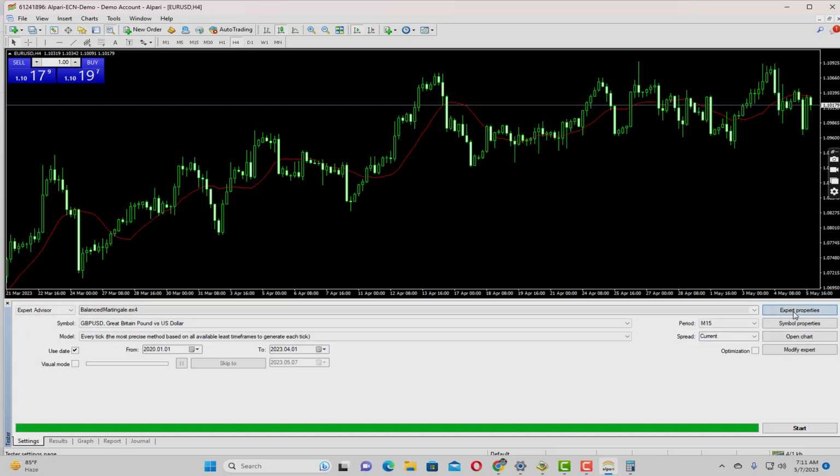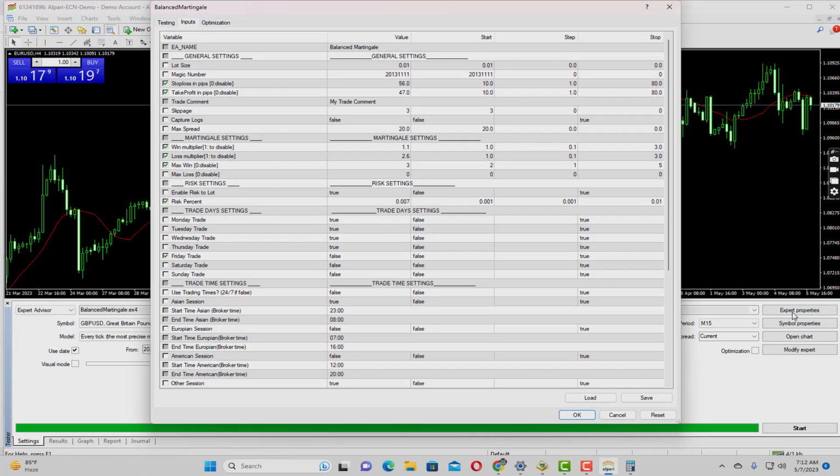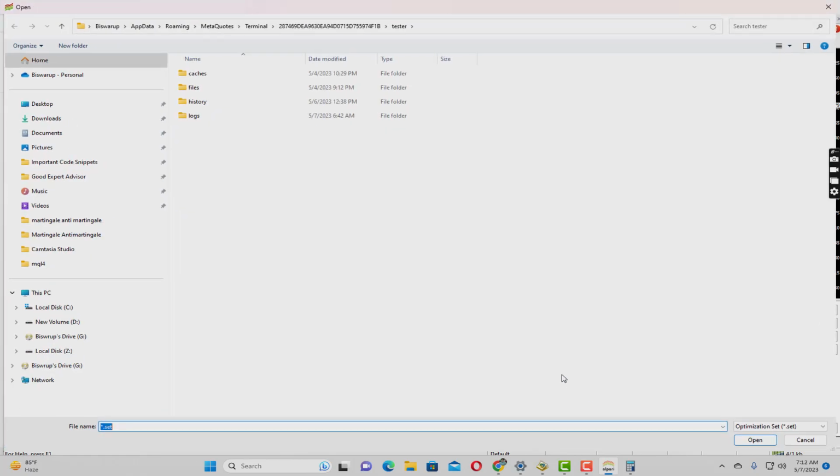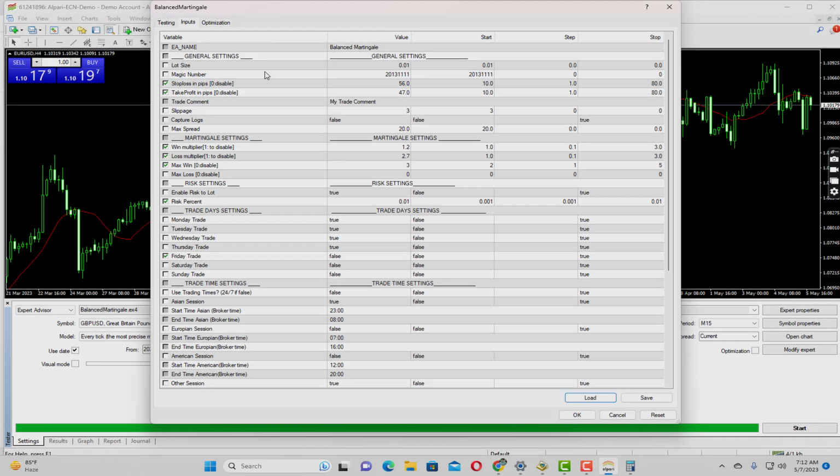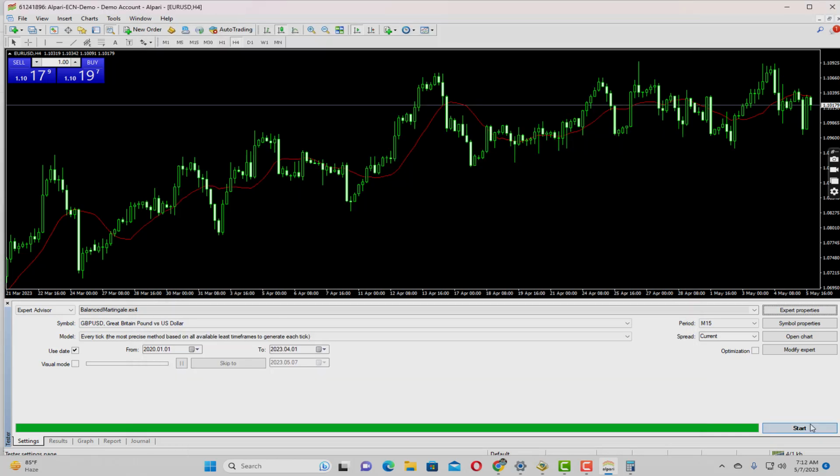Now let us load our next setup. I will quickly go to expert properties, click on load, and select our next setup, which is almost the same if you look at the stop loss and take profit, but the win and loss multipliers are slightly different. How is it performing?